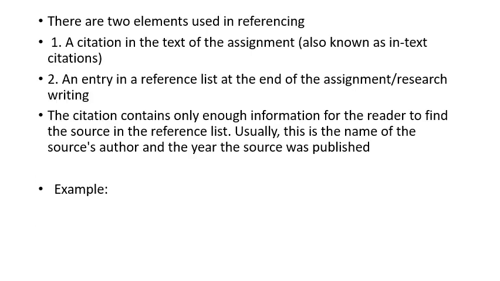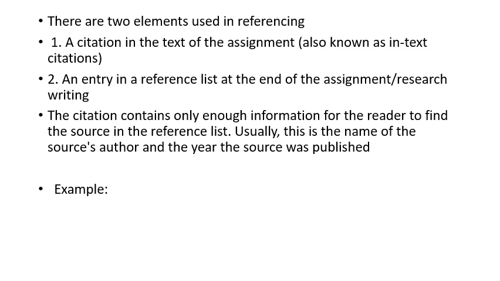So basically, there are two elements used in referencing. One, a citation in the text of the assignment, also known as an in-text citation. We have mentioned this earlier. And two, an entry in the reference list at the end of the assignment or research writing. So the citation contains only enough information for the reader to find the source in the end reference list. Usually this is just the name of the source's author and the year, or the page, or the year it was published, and so on.